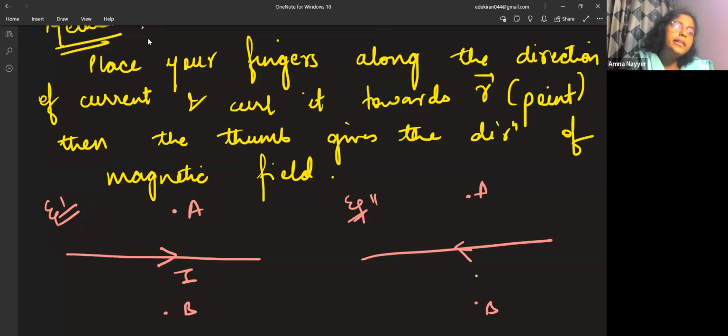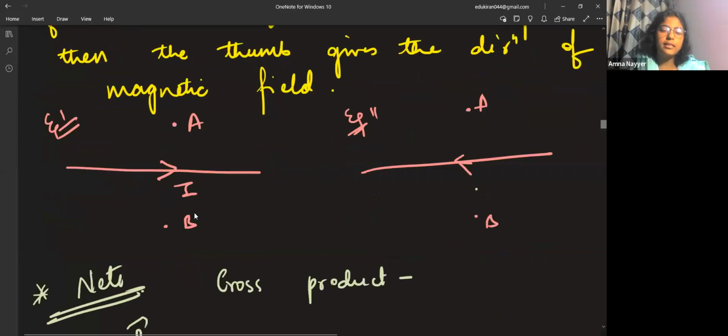See, in method 2, basically, you have to place your fingers now along the direction of current. Look at this. This is a point. Now, this is the direction of current, pointing towards the right. So you have to keep your palm in the direction of current. This is the first step. It can be like this, or like this, using your right hand only. See, again, I'm telling, use your right hand. Otherwise, your answer will exactly be the opposite of the actual answer.